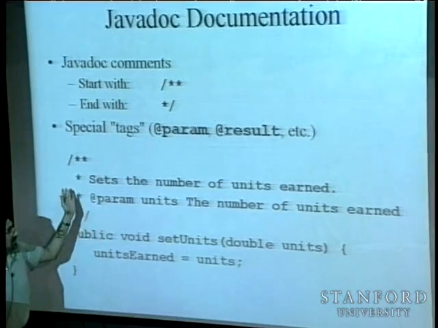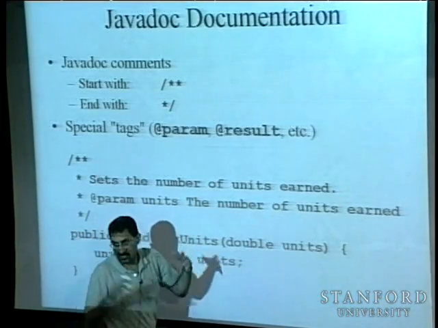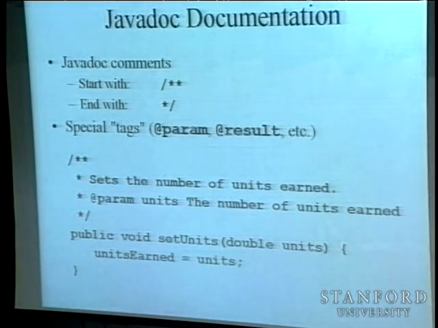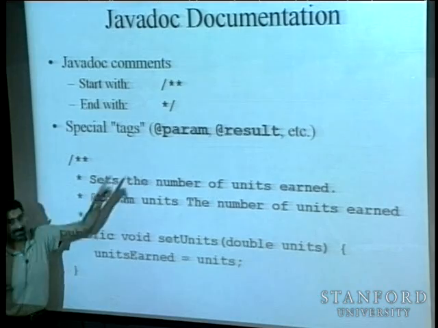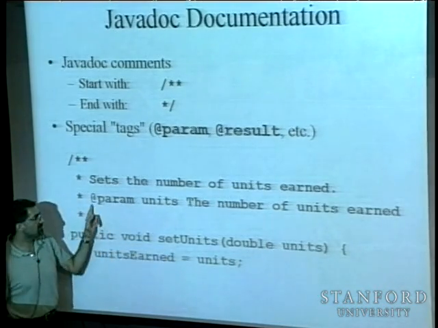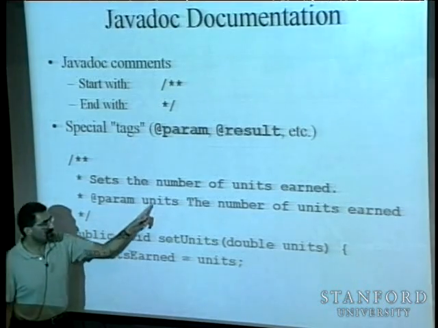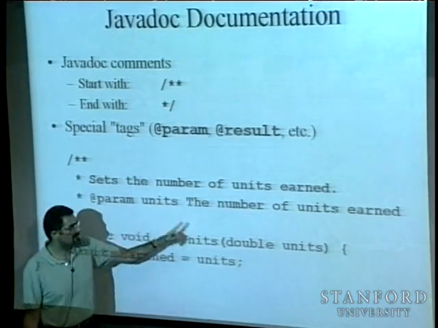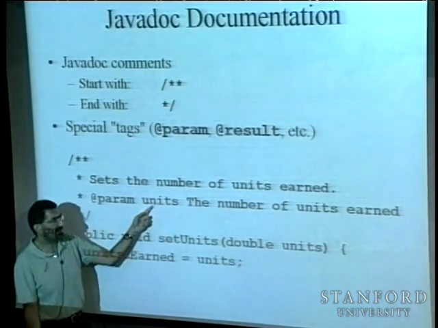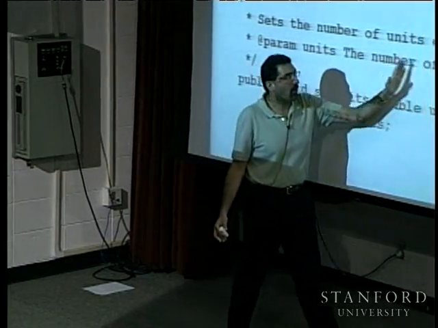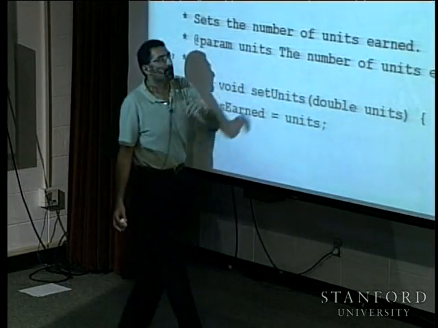Inside the comment, we still comment what the function does, just like a normal comment, explaining whatever we want to the user. Additionally, we can have special tags like @param. The way @param works is, for every one of your parameters, you specify @param, then the name of the parameter. The name of the parameter is units, that's the next word here. And then what that parameter actually means, the number of units earned.